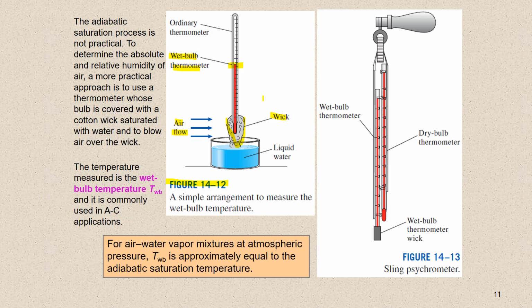When unsaturated air passes over the wet wick, some of the water in the wick evaporates, and as a result, the temperature of the water drops, creating a temperature difference, which basically is the driving force for heat transfer between the air and water. After a while, the heat loss from the water by evaporation equals the heat gain from air, and the water temperature basically stabilizes. The thermometer reading at this point is the wet bulb temperature. And note that for air-water vapor mixtures at atmospheric pressure, the wet bulb temperature, or T WB, is approximately equal to the adiabatic saturation temperature.